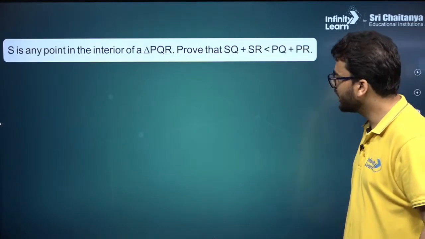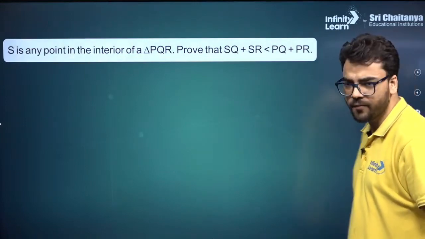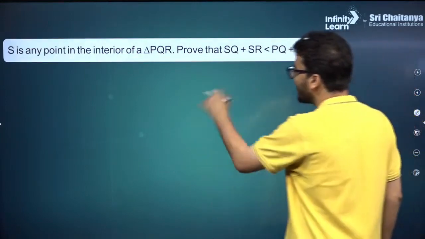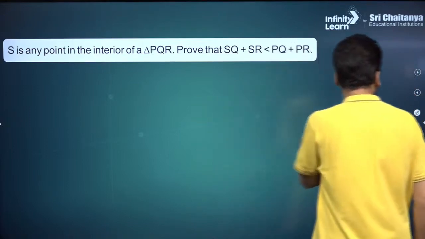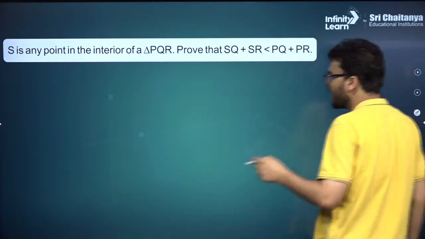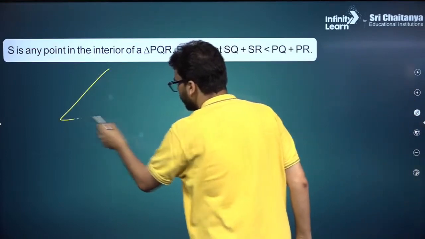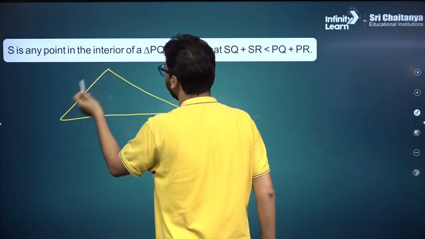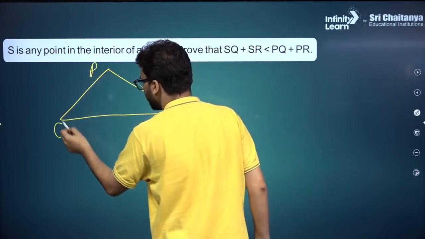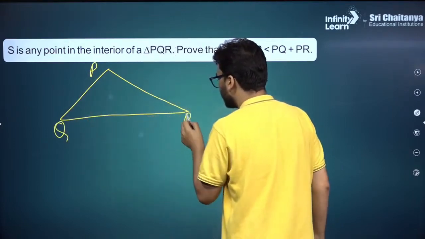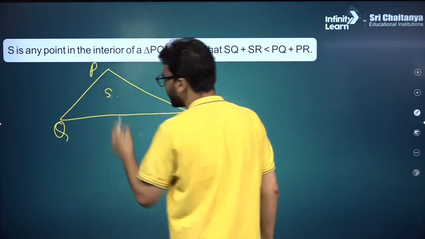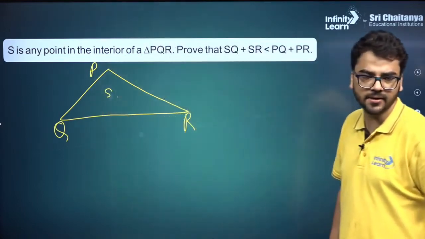Okay, so let's move on to the next thing. You see this type of question, proof based questions, many a times it comes in the examination. S is any point in the interior of triangle PQR. So just make any rough figure, any triangle PQR like this. We don't know specifically about the figure, so let's make any normal triangle only, PQR. So S is any point inside it. Suppose S is over here. It is given in the question itself, S is inside it, right?